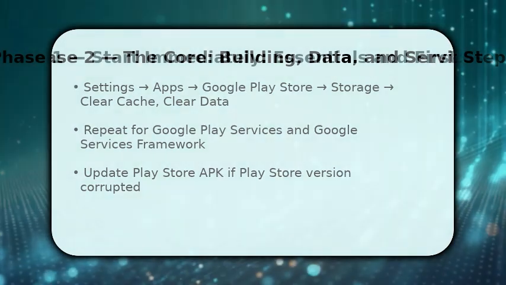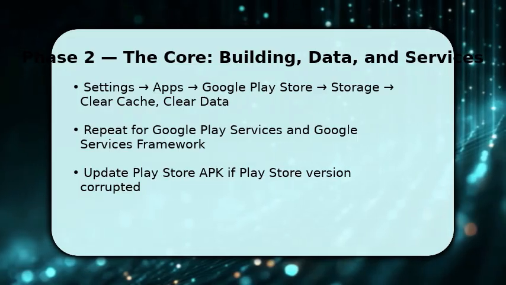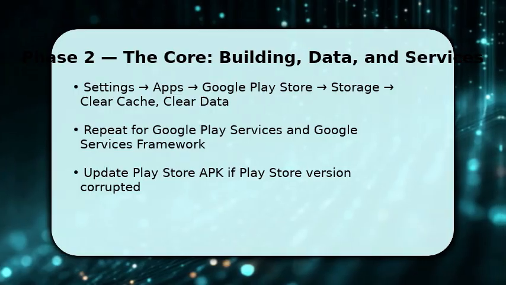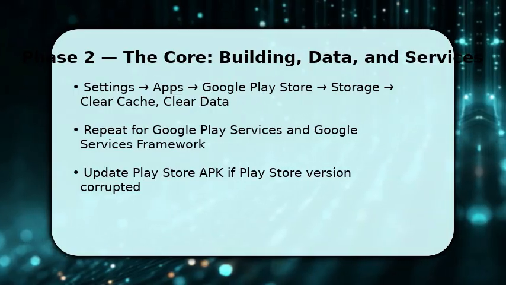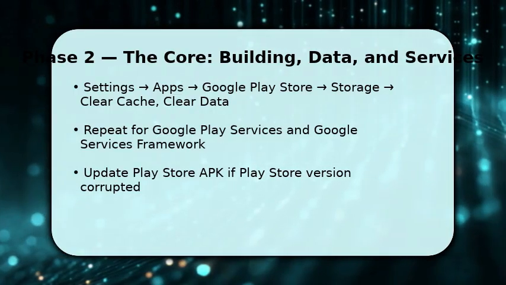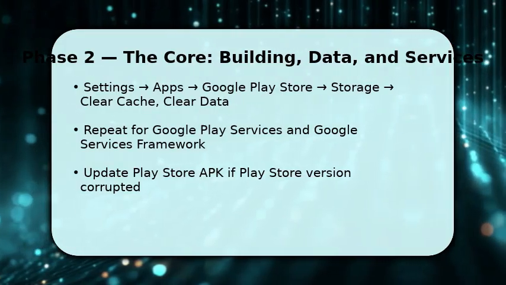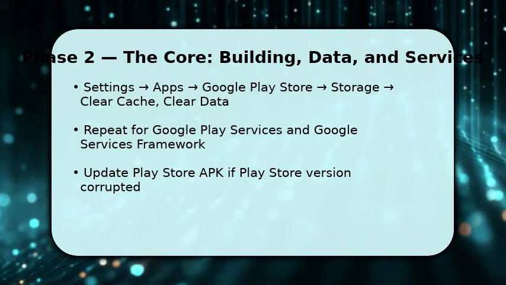Go to Settings, Apps, find Google Play Store and clear cache first, then clear data so the store can rebuild local records. After that, do the same for Google Play Services and Google Services Framework, because they provide background authentication and syncing. Clearing their cache resolves token conflicts.